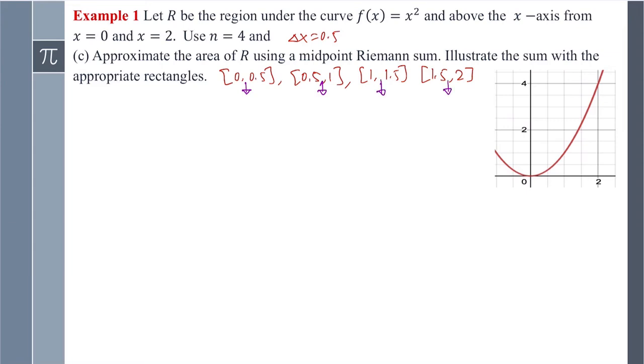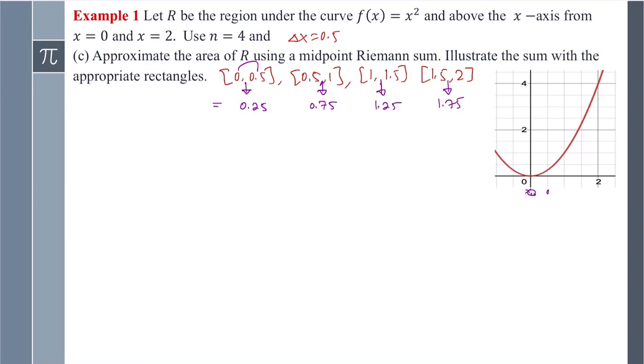In order to find the midpoint, you can add the two endpoints and divide by 2. So for the first one, the midpoint is 0 plus 0.5 divided by 2, which is 0.25. Now you can just keep adding 0.5 to get the next midpoint. So 0.25 plus 0.5 is 0.75, then 1.25, and 1.75. So those are the midpoints. Now here, this is x0, which is 0, right?